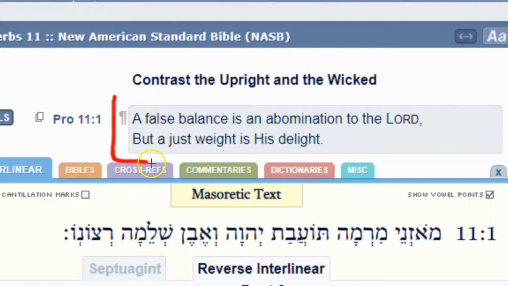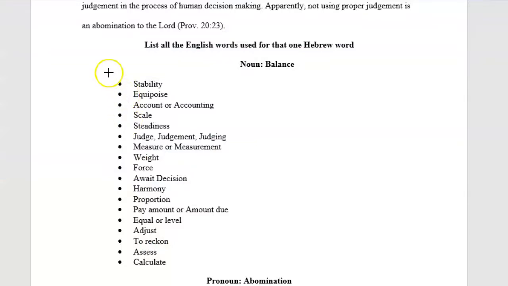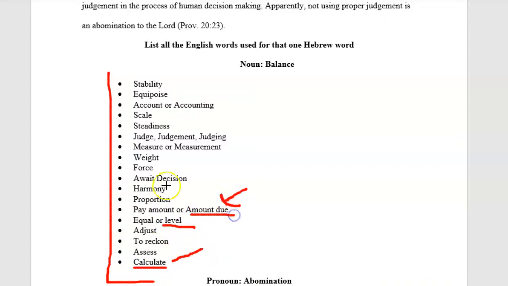So when we come back to the passage, we can clearly see that it says, it is a false balance that is an abomination to the Lord, and a just weight is his delight. So this passage is clearly talking about this idea of scale. So the word balance here is referring to many different things. When we come back to the Word document, what we see here is calculate. We see equal or level. We see amount due. We see awaiting a decision, because you've got to think, when you place this thing on the scale, there's going to be a couple of seconds, a couple of minutes for it to adjust. So you're awaiting the decision.